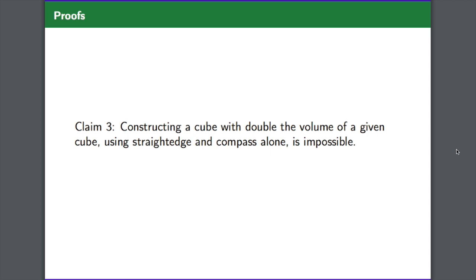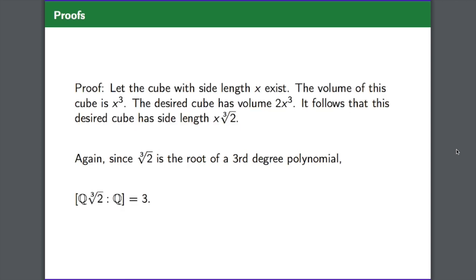Last problem, constructing the cube with double the volume of a given cube using straight edge and compass. Now let's say we have a cube. Let's say its side length is x. The volume of that cube is x times x times x, or x cubed. So the cube that we want has a volume of 2x cubed. So if we do a little algebra and take the cube root of 2x cubed, we find that the cube that we want has a side length of x cube root of 2.